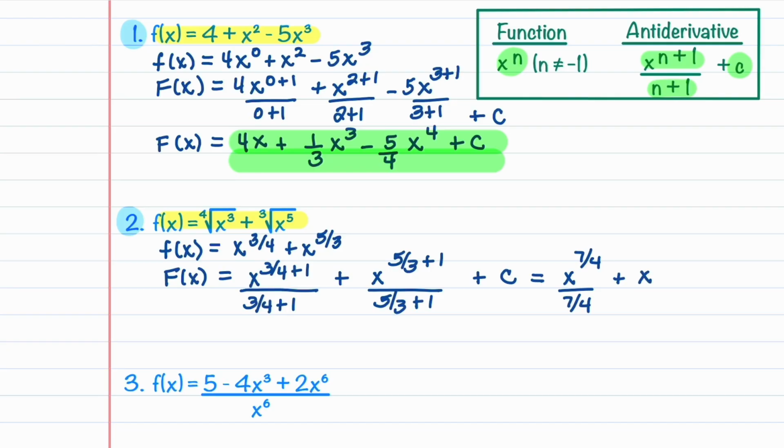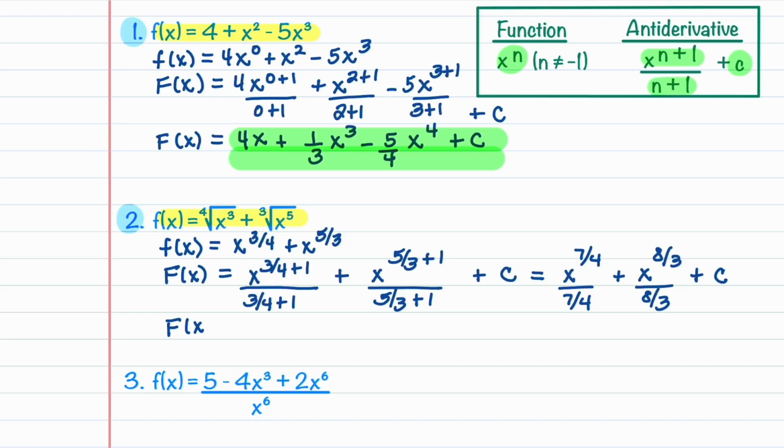And then our next term is 5 over 3 plus 1. So that is 8 over 3. And then we divide by 8 over 3, and we have our plus c. And then we're going to write our final answer in a little bit easier form. We're going to take the 1 over 7/4 and we're going to write it as 4 over 7 x to the 7 over 4 plus 3 over 8 x to the 8 over 3 plus c. And there's our answer.